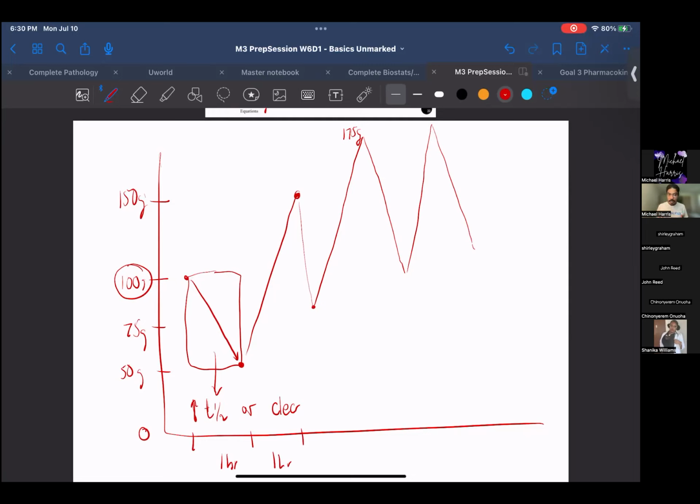Perfect. Now, eventually you end up hitting what is known as steady state after 4 to 5 half-lives. This is important to know. It takes 4 to 5 half-lives before you reach the stable state. Okay?